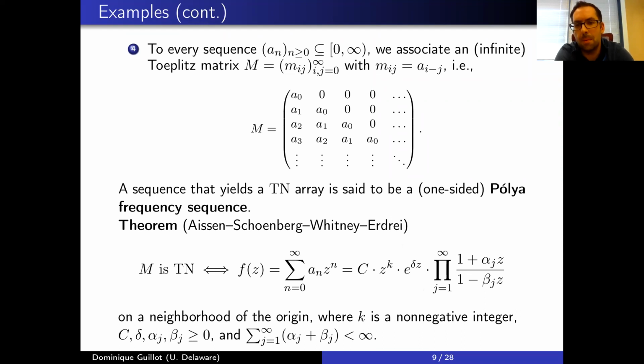This is very, very surprising. How can one get such characterizations? Very often, the way we prove these kinds of results is you first try to find as many examples as possible that work, and then hopefully you can prove that you found them all. And this is exactly what Aissen, Schoenberg, Whitney, and Edrei did. Just to give you an idea how that works, I'd like to show you why any of these functions yields a totally non-negative array.